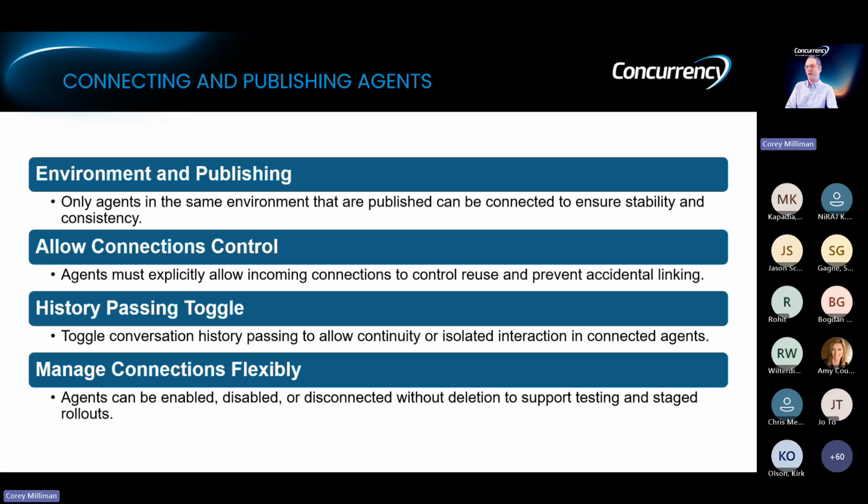And third, you have the option to toggle conversation history off and on. If history is passed, so we're talking to one agent and we take that conversation history and send the whole history over to the connected agent, then that agent has all the prior context of that conversation. If we don't do that, the agent starts fresh. There are use cases for that, which might be safer for isolated tasks.